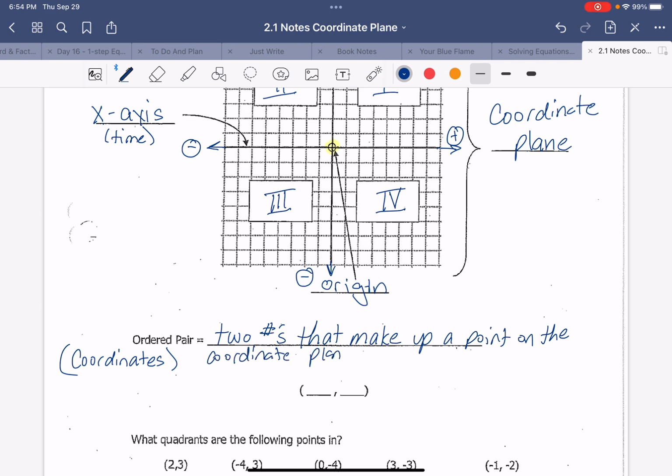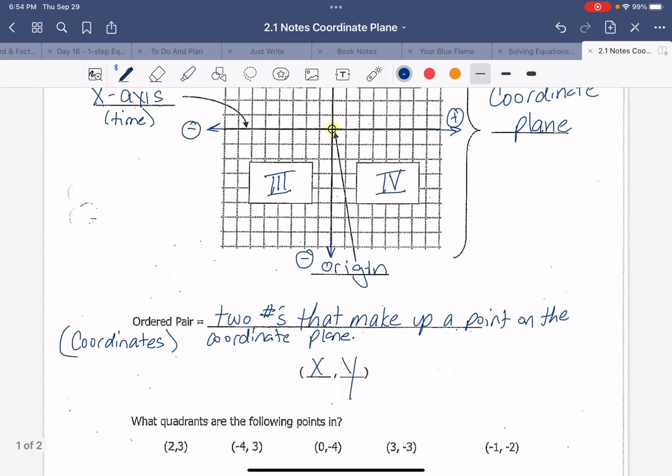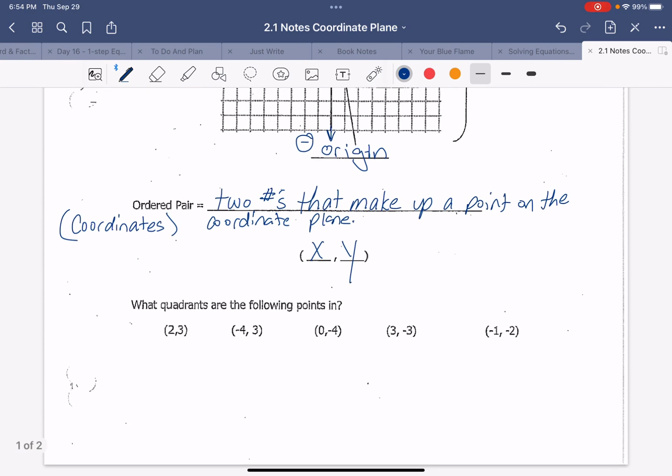And what I love about it, it's so nice and easy, is we are always starting with our x-axis, and then we're going to our y-axis. Think about alphabetical order. X comes before y. We plot x first, then y. So let's look at how we're going to actually graph this.